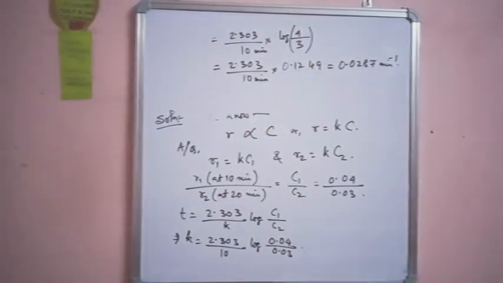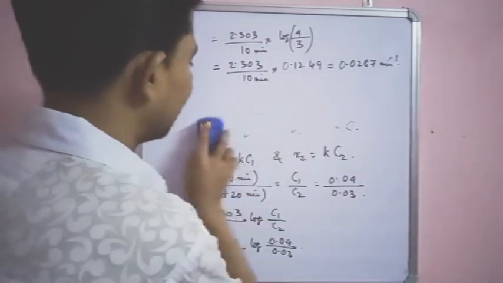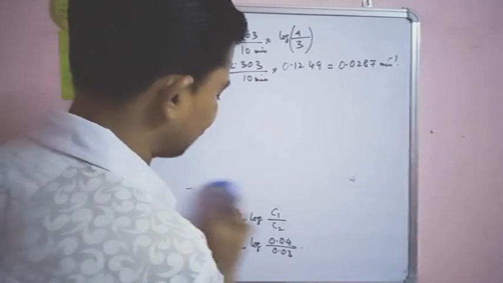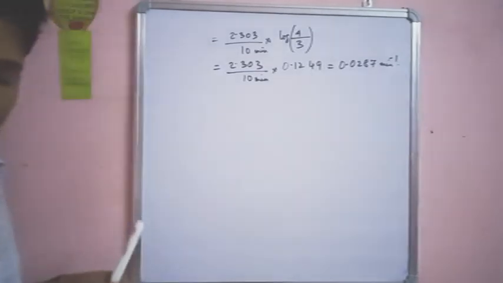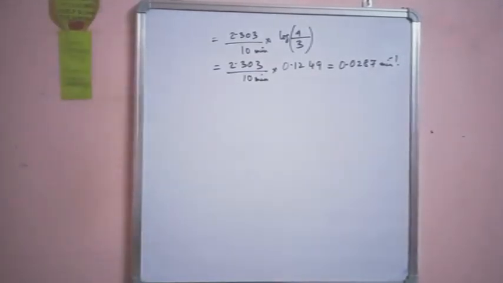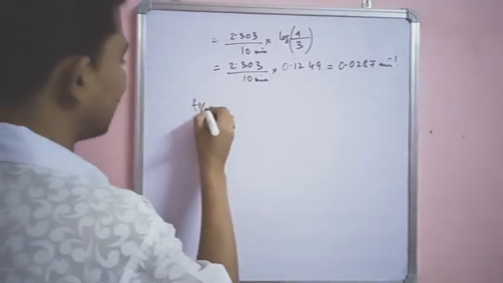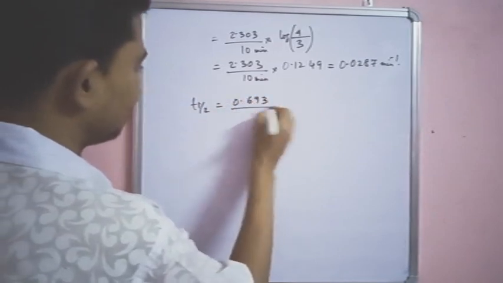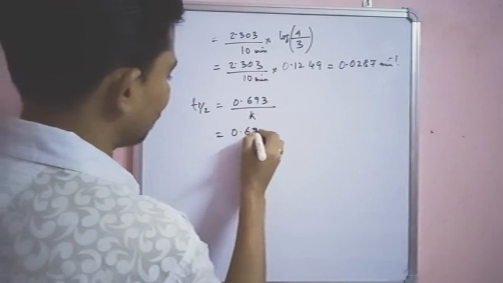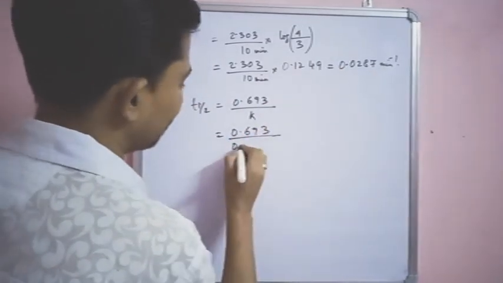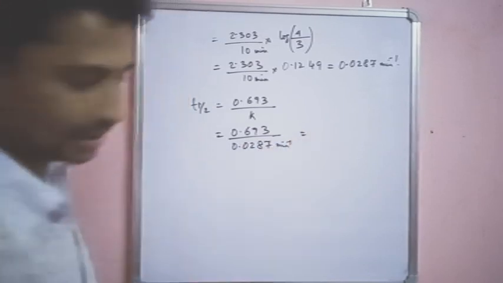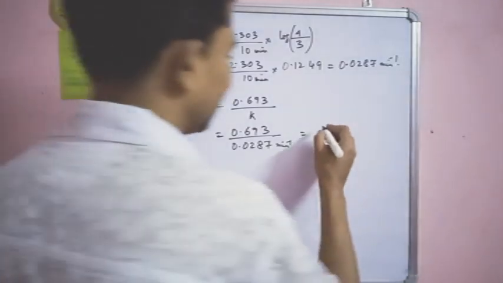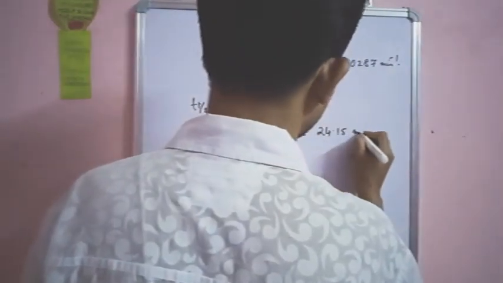अभी हाफ लाइफ पीरियड निकालना है, तो हाफ लाइफ पीरियड का फॉर्मूला क्या है? For first order reaction, t half is equal to 0.693 by K. K का वैल्यू क्या है, 0.0287 per minute. तो टाइम क्या हो जाएगा, टाइम आ जाएगा 24.15 minute, not per minute, in minute.